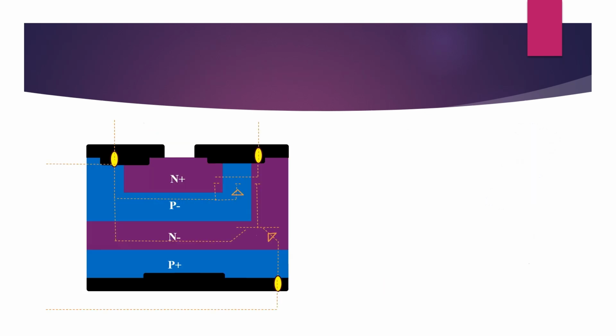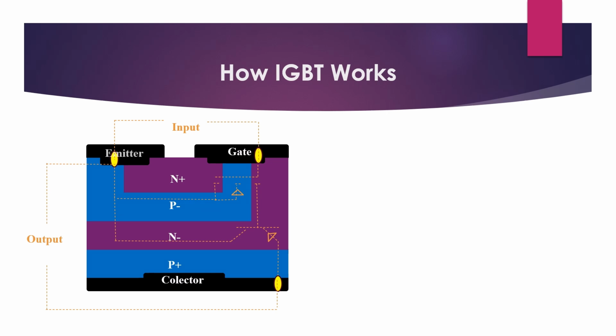How the IGBT works. When no voltage or a negative voltage is applied to the gate terminal of the IGBT, it is in its off state. In this condition, the device acts like an open circuit, blocking the flow of current between the collector and the emitter.